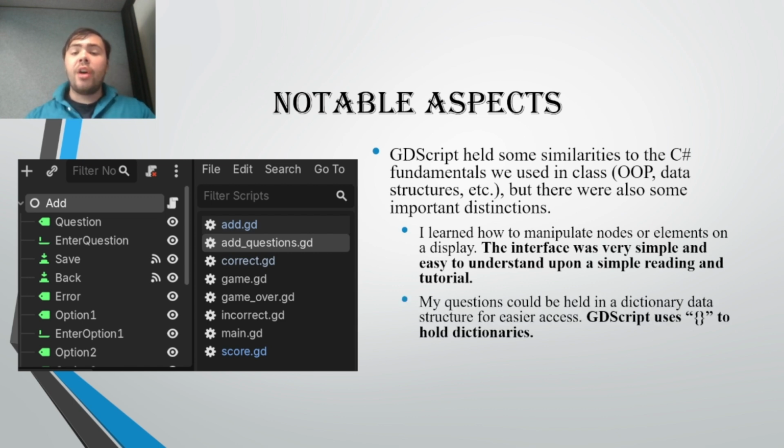As mentioned earlier, I would need to hold quiz questions in a dictionary data structure in order to better tie options and answers to one question. Similar to C#, GDScript uses curly braces to initialize dictionaries, though they are still very different in terms of overall syntax.